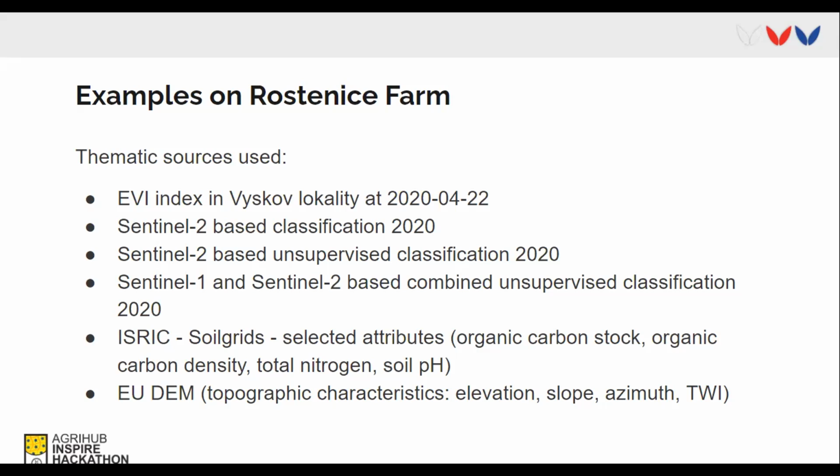And also from thematic data we have some derivatives from the European Union digital elevation model, some topographic characteristics such as elevation, slope, azimuth, and topographic wetness index. Those parameters are coming from the EUXDAT project that we had before, and it was also oriented on precision farming and on calculating some data used for decision making in farming.